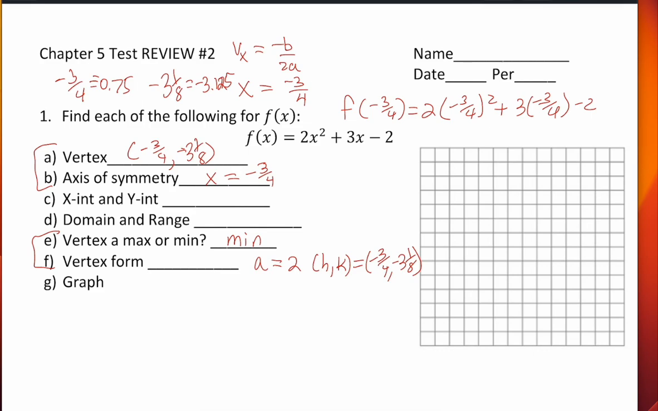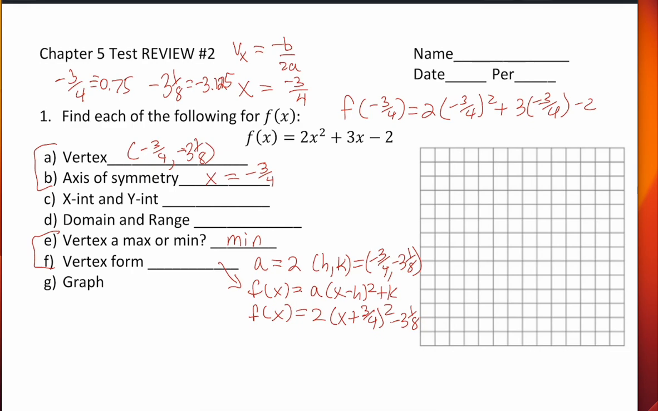Okay, so what is vertex form? I'm going to put it down here. You put the a, and then it's x minus h squared plus k. So just plop those values in. Our a is 2, our h is negative 3/4. Now we're subtracting h, or taking the opposite of h, so that's going to become a plus 3/4. And then our k just is what it is, so it's minus 3 1/8.